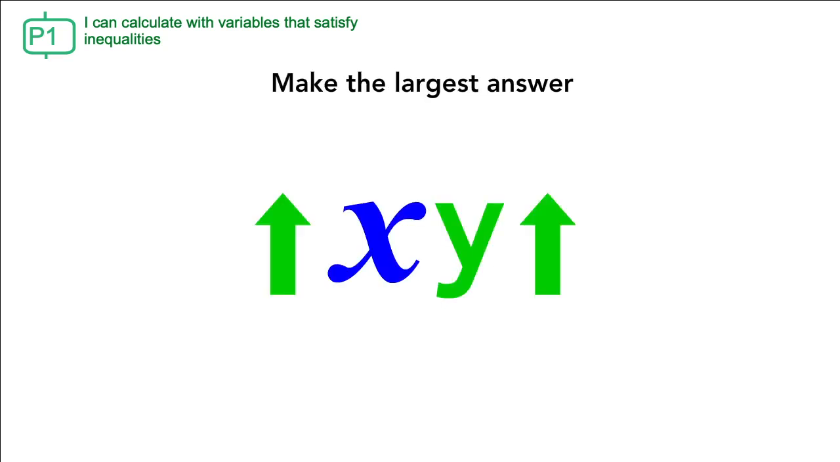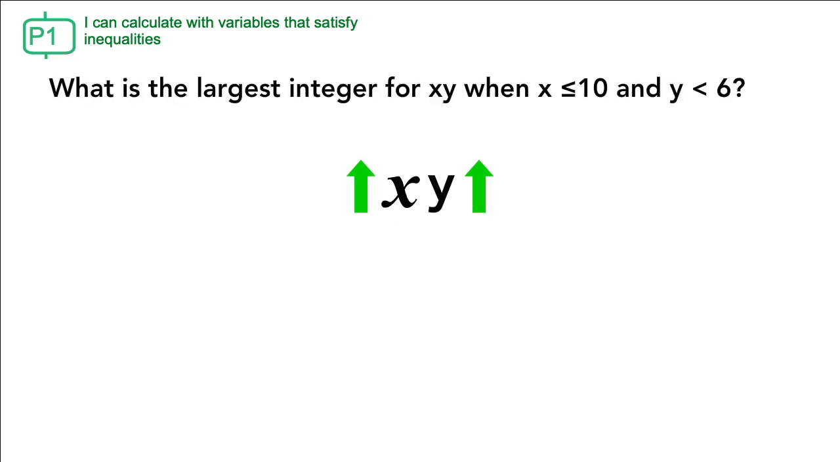For the second expression, both values must be as large as possible to create the largest value. So for this question, the largest value for x, which is less than or equal to 10, is 10. And the largest value for y, which is less than 6, is 5. The final answer is 10 times 5, which is 50.